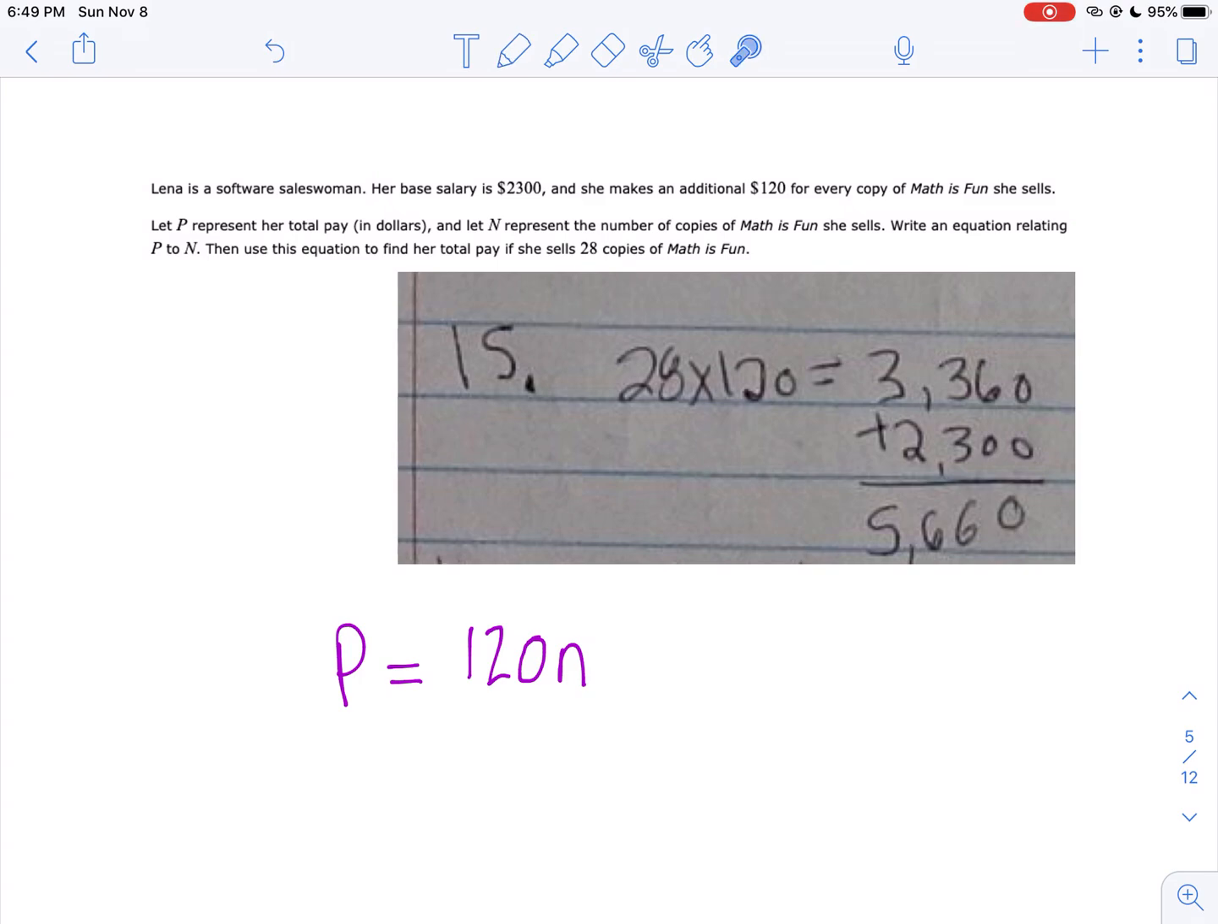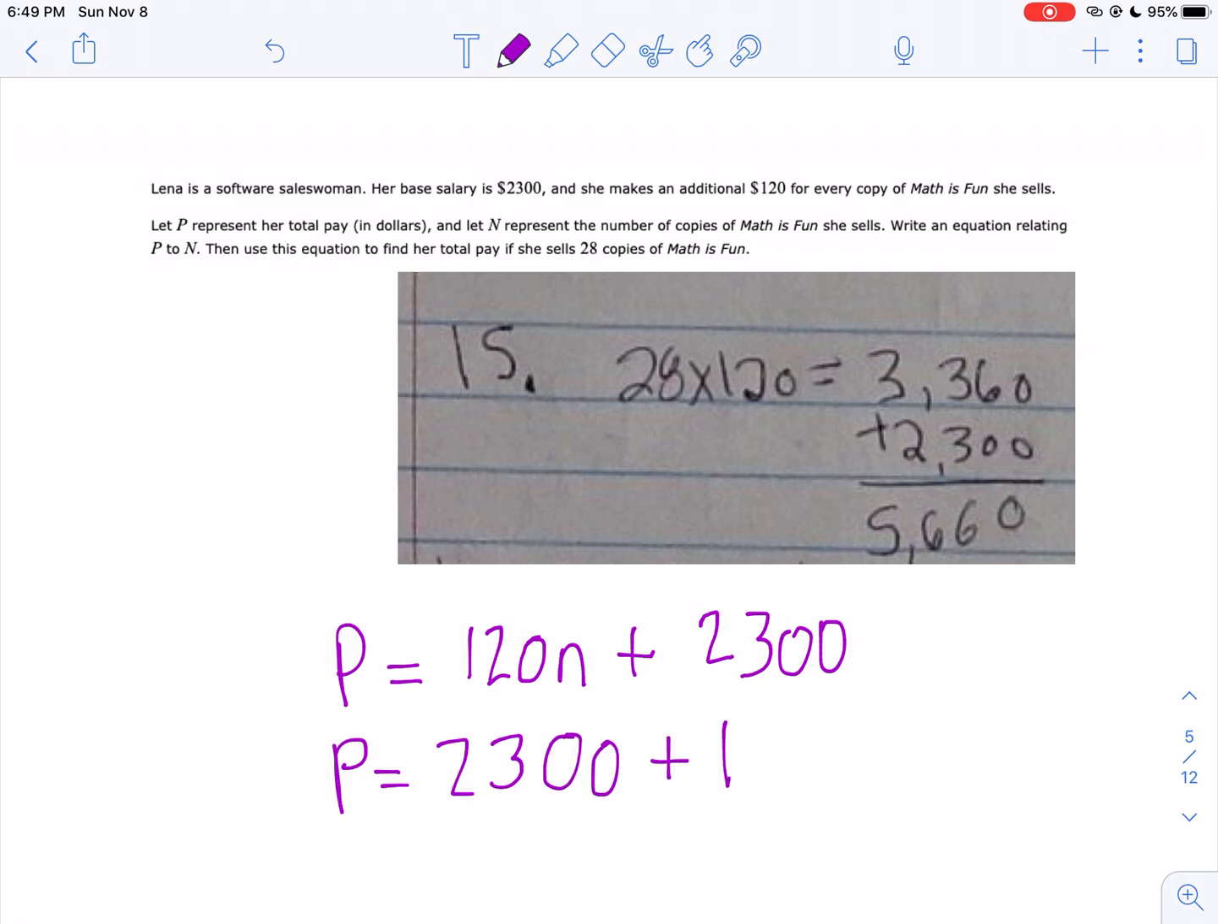You didn't have an equation. That was the big thing too. You have to have an equation that has an equal sign. And I know you knew that because you took 28 times 120. Then you add on her initial amount that she gets paid no matter what. So her base salary is $2,300. You might have written it with the $2,300 first, but the N has to go with the 120. So you could have one or the other. Either is correct when you do your redo.